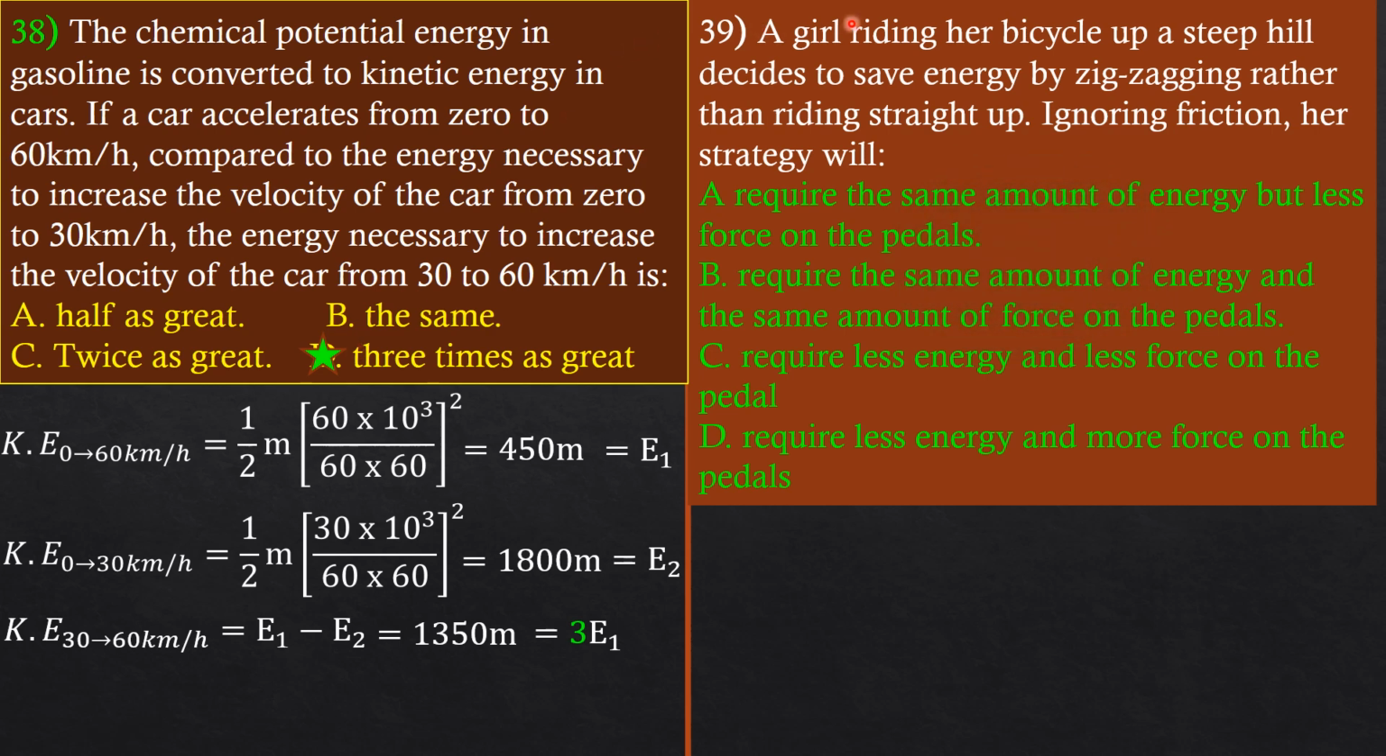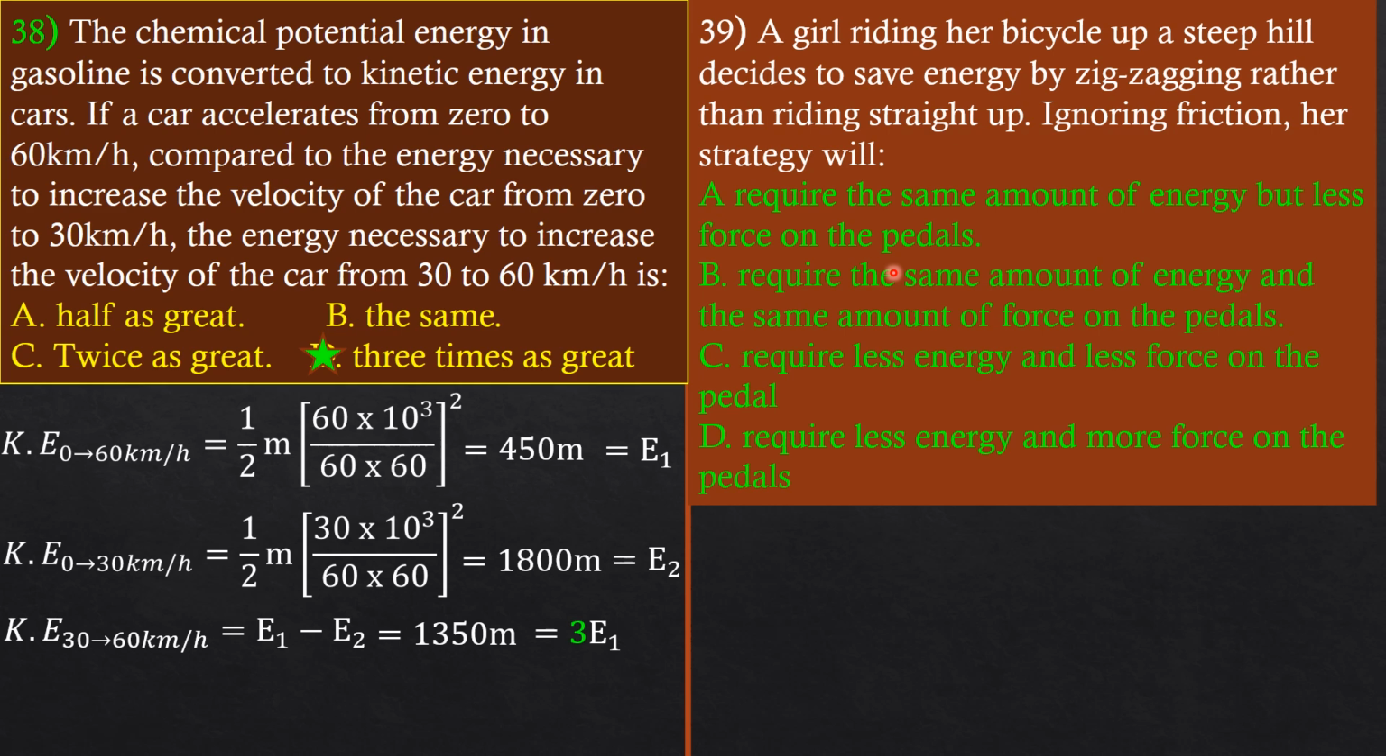Question 39 reads that a girl riding her bicycle up a steep hill decides to save energy by zigzagging rather than riding straight up. Ignoring friction, her strategy will A, require the same amount of energy but less force on the pedal. That's great, guys. This is virtually the best option because the amount of energy that the girl needs in order to ride that same distance is going to be the same, but the girl needs less force in order to pedal her bicycle. So even without looking at the others, option A has to be the best.